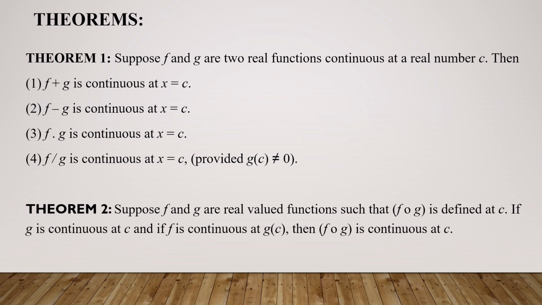Second theorem says, suppose f and g are real valued functions, then f of g is defined at c. You know, composition of two functions. So if f and g are real valued functions, then f of g is defined, and if g is continuous at c and f is continuous at g of c. Remember, for f of g the condition is: if g is continuous at c, and if f is continuous at g of c, then f of g is continuous at c.